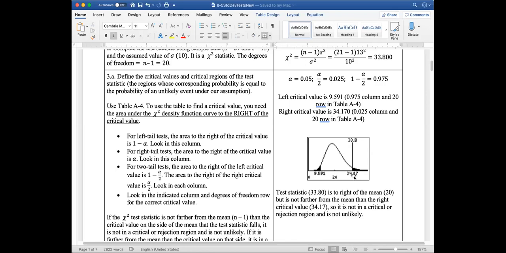Now we need to know, is the test statistic, this 33.8, farther from the mean than the critical value on that side? And 33.8 is not bigger than 34.17, so it's not in the critical region, the area underneath the curve to the right of the critical value. It is smaller than 34.17, so it's just to the left of 34.17. Therefore, it is not in a rejection region, therefore it is not unlikely.